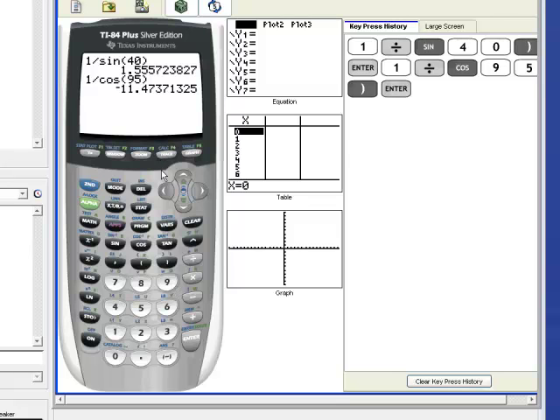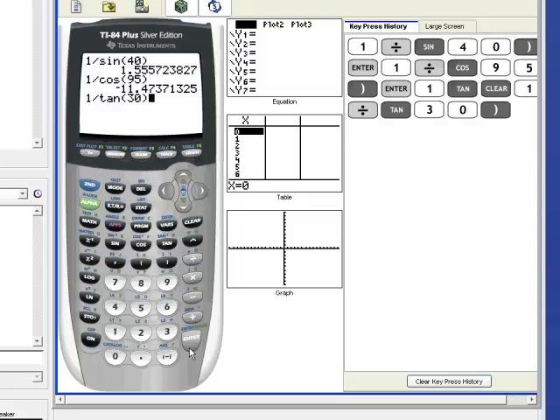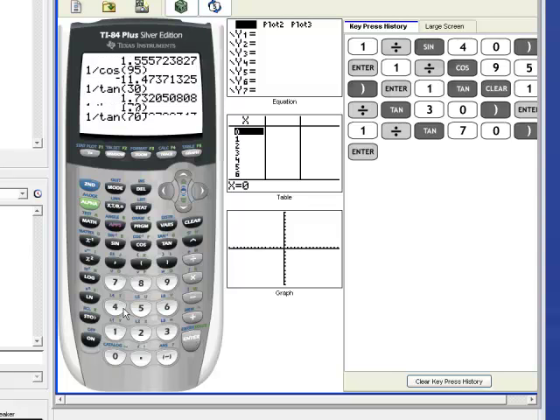Let's try the cotangent, for example, of 30 degrees. So we do 1 divided by tangent of 30 degrees. Cotangent of 30 degrees is 1.73. Or we do, let's say, the cotangent of 70 degrees. So 1 divided by tangent of 70 degrees. And we come up with a number that is less than 1.